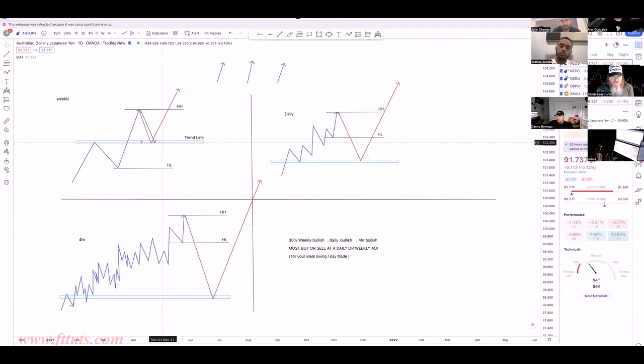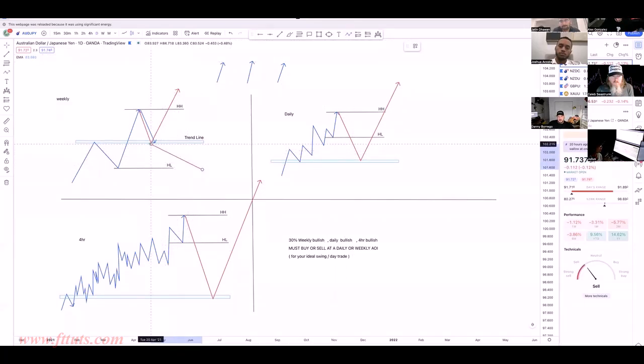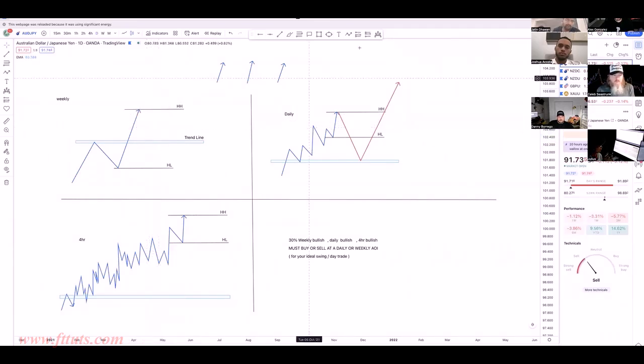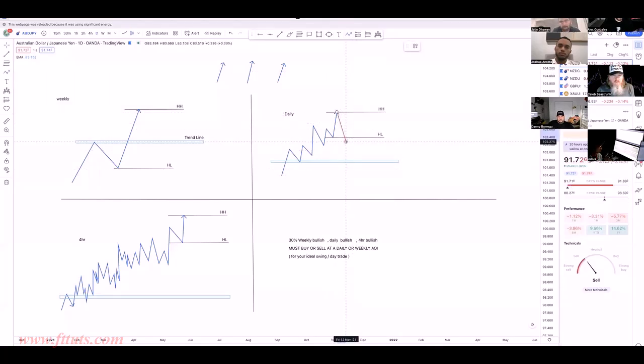All right, perfect. So we understand that in order for us to take our day trade or swing trade, we need to come to this area to go to the upside. So what needs to happen in order for price to get to this area to go to the upside? Well, the daily and the 4-hour need to go bearish.